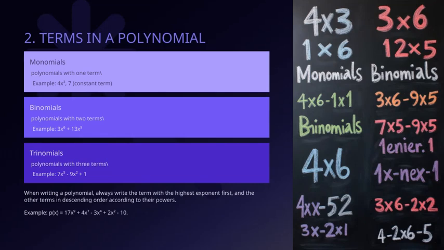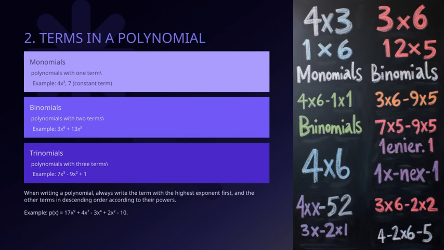Let's take a look at this example. P(x) equals 17x^9 plus 4x^7 plus 3x^4 plus 2x^2 plus 10. When writing a polynomial, it's important to always start with the term that has the highest exponent and then list the remaining terms in order of decreasing powers. This helps keep the polynomial organized and easier to understand.